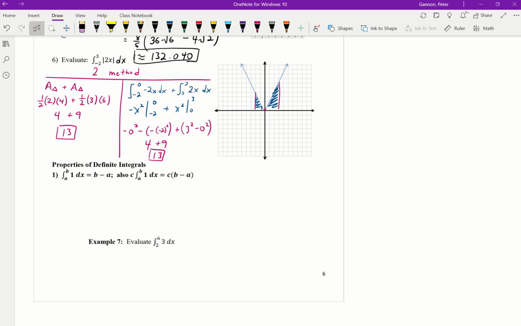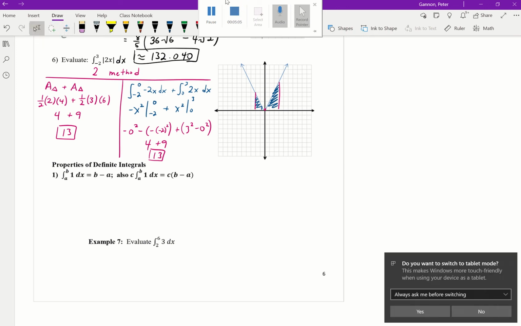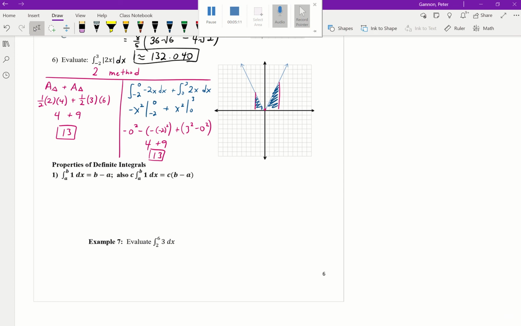All right, we're going to go ahead, guys, and continue to take a look at the notes. And as we do that, we're going to be focusing on different properties of definite integrals that exist. So, for number one, it says the integral from a to b of 1 dx is b minus a. And then also, c times the integral from a to b of 1 dx is c times b minus a.